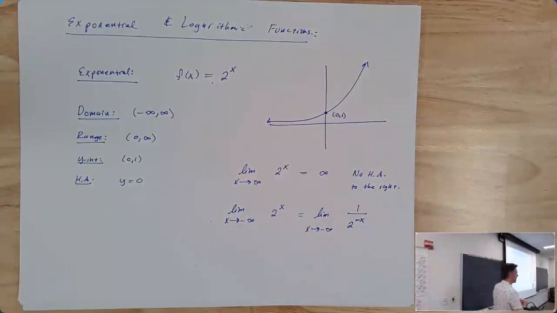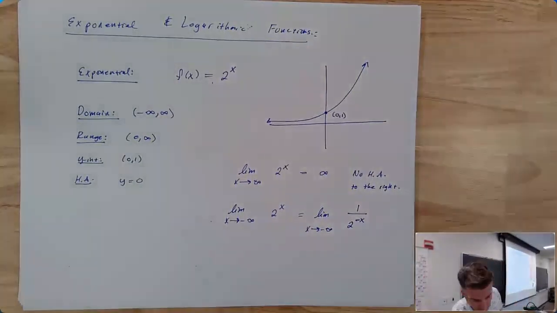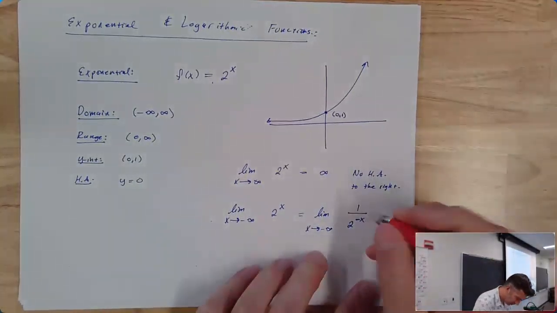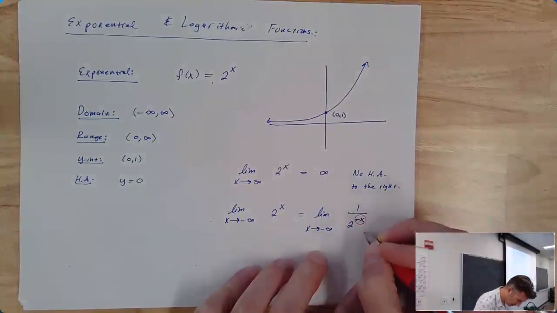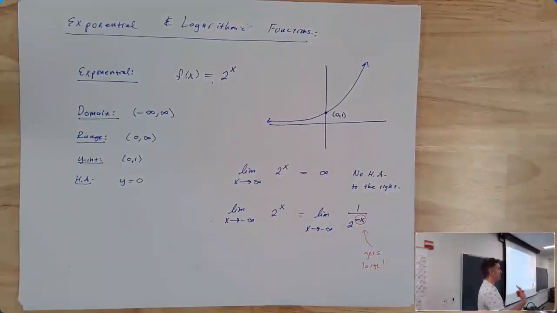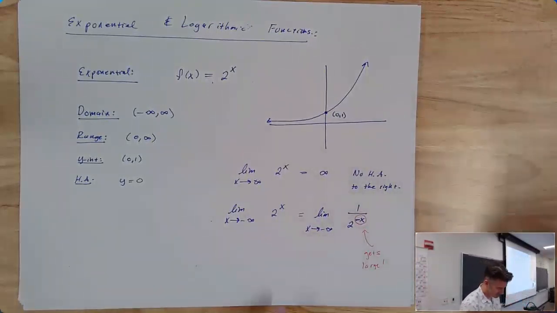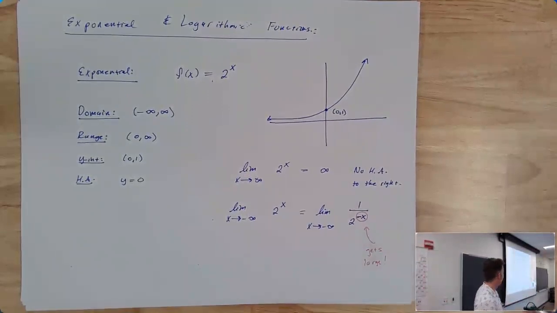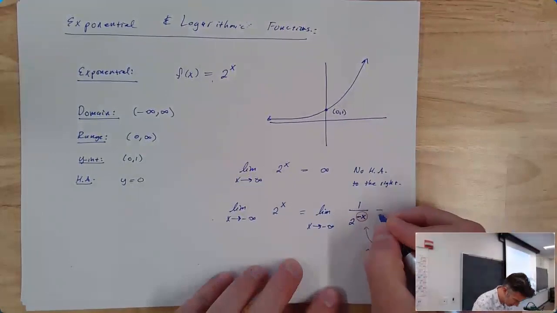The reason I do that is so that now I have a positive exponent. I know it looks like there's a negative sign there. There is, but I have a negative negative. So I can see this exponent, negative x, is getting large. 2 to a large number is also a large number. 1 over a large number is a small number. So this rational expression is getting smaller and smaller, closer and closer to 0. So this limit is 0.